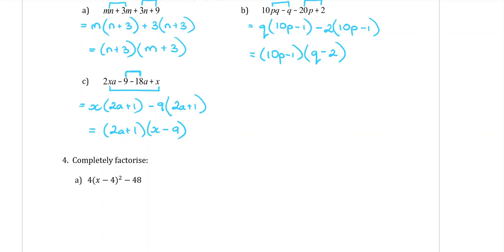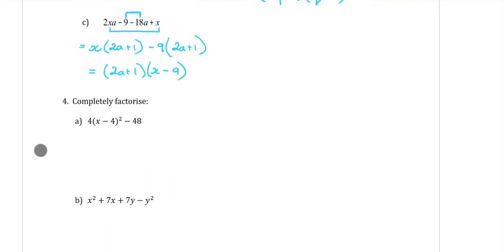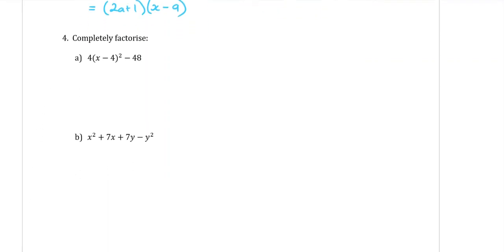Okay, so we've done each of the types. Let's look at a few of the trickier ones. Question 4. So this simply says completely factorize. It doesn't tell you which method to use.